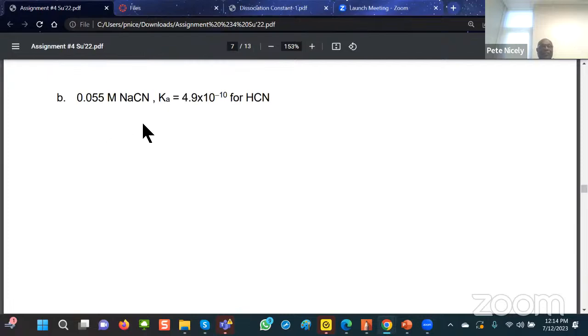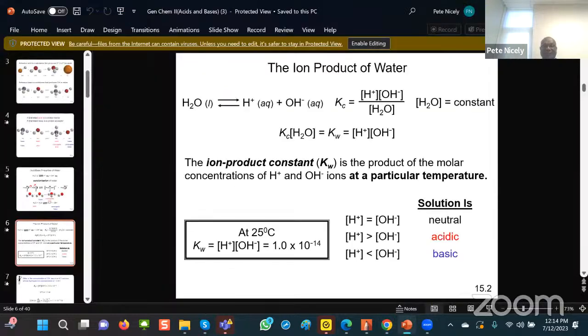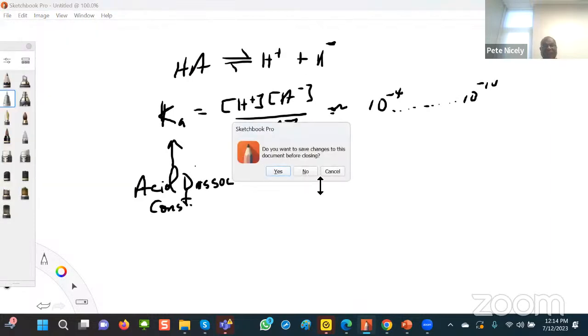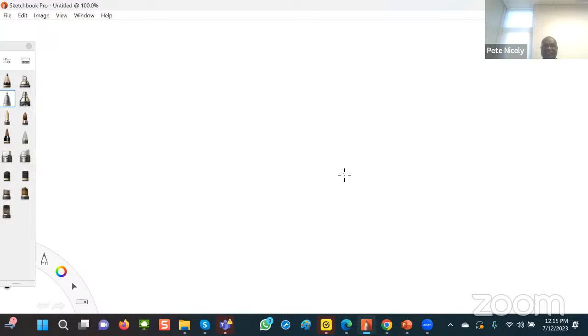Okay, now this one, there's something I need to talk about before we move on to this one. So let me go to my writing application here. No, not that. That's PowerPoint. So let me clear this here. Okay, now we talked about acids and conjugate bases and bases and conjugate acids, right? So I'm going to start off with a hypothetical example. So HA can dissociate, right? We're assuming that this is a weak acid, right? So HA can dissociate to form H plus and A minus, all right?